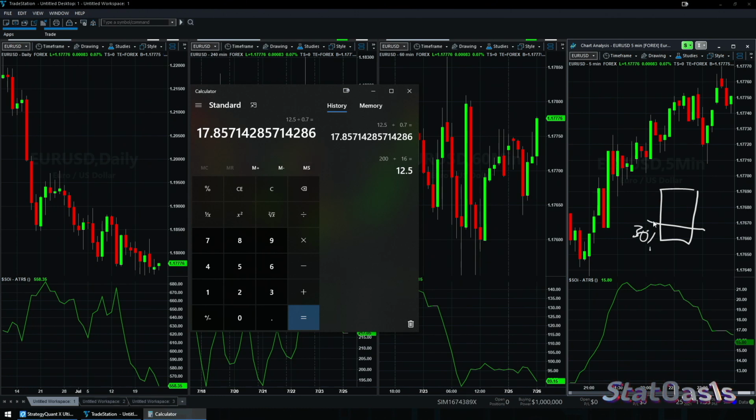Now 18 bars represent the total. So what if I want to capture only 30%? So that means now I have to divide by 0.3. And it looks like I need 60 bars to capture $200.